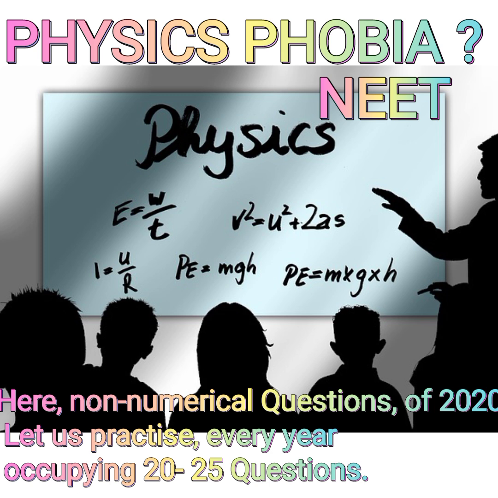The mean free path for a gas with molecular diameter d and a number density n can be expressed as 1 by root 2 n pi d square.